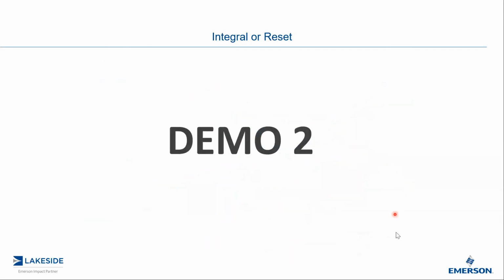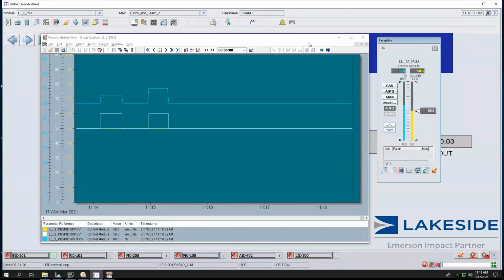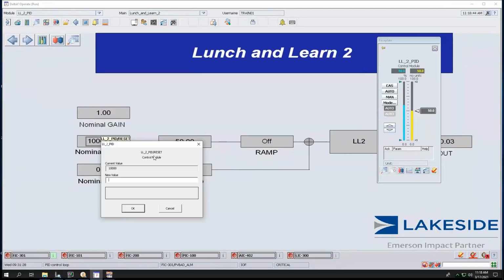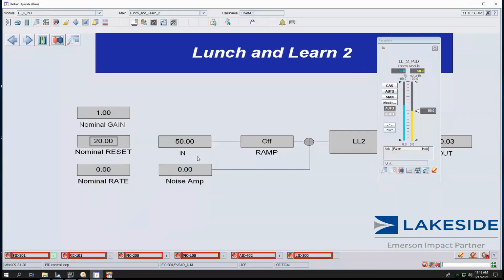So we're going to go back and do another demo. Isn't that exciting? So you should see here we actually had our proportional actions going on here. So what I'm going to do now, I'm going to change this value from 10,000 seconds. I'm going to put it to 20 seconds. My gain is still 1. So now my output is at 60%.